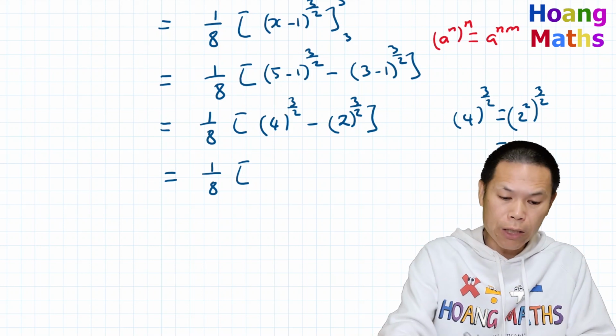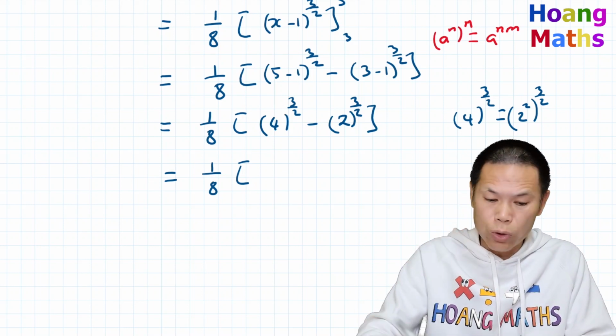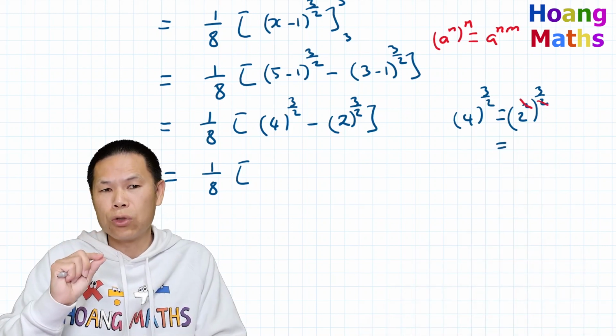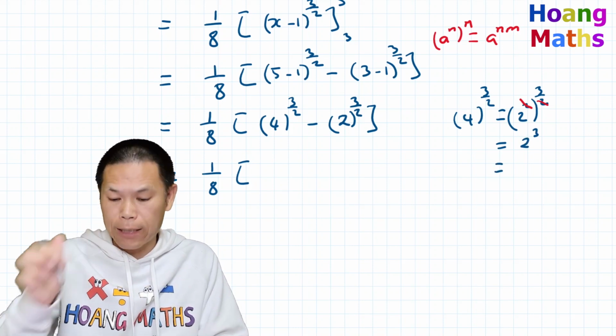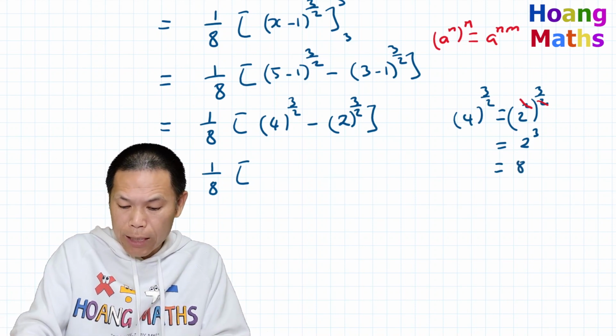So keep that in mind. Therefore, we have 2 times 3 over 2. In other words, these two cancel out, because 2 times 3 over 2 gives me 3. So therefore, 2 to the power of 3. But 2 to the power of 3 is 8. Okay, keep that in mind. So it's 8, which means inside here is 8.